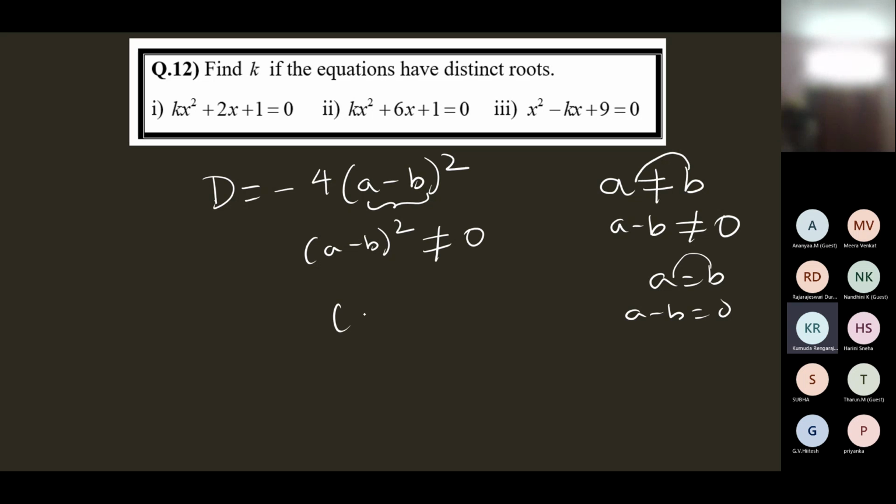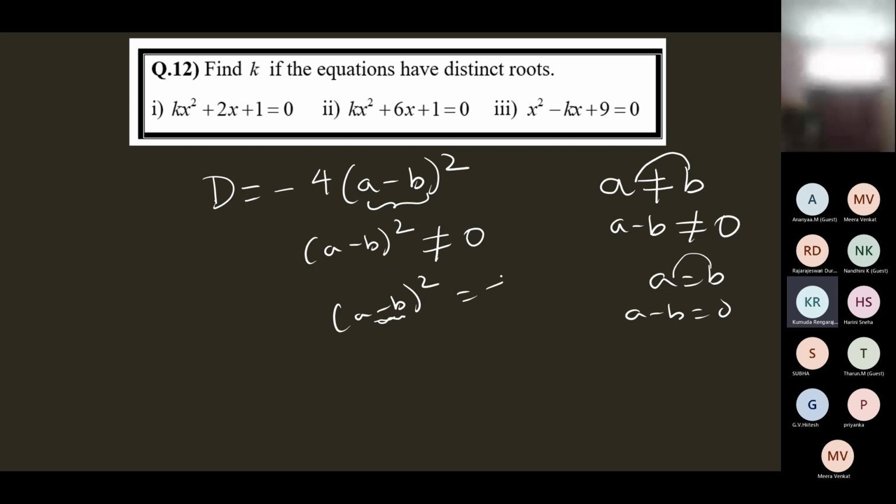Now, A minus B the whole square is always positive. A minus B is not 0, so it'll either be positive or negative. When you square a positive number or a negative number, the result is positive. That means A minus B the whole square is greater than 0. When it's positive, we'll write greater than 0. If it's negative, we'll write less than 0, or is equal to 0. Greater than 0 meaning positive. So A minus B the whole square is always greater than 0.